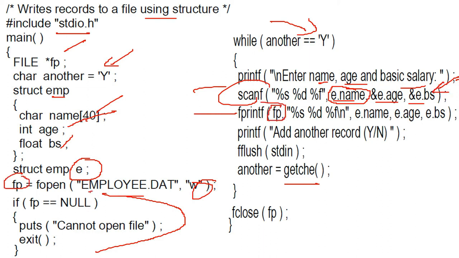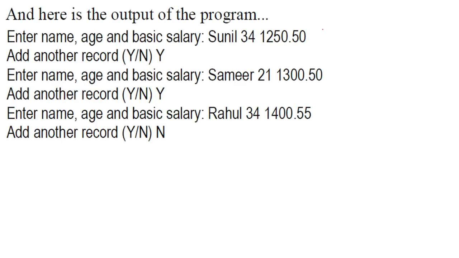So in this file we want to write e.name, e.age and e.bs, and after that we will ask the user if he wants to enter more. If he says yes, we'll go on and on, otherwise we come out. Then we close the file. So this is the sample run. The user has input 3 times.